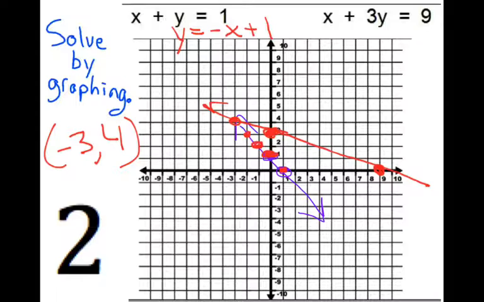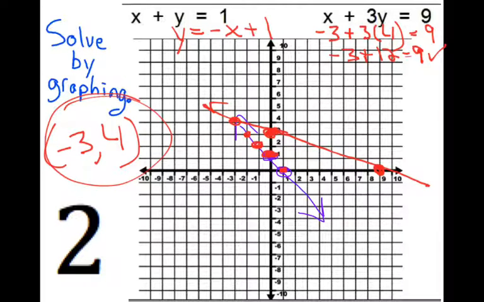Negative 3, you can plug it in. Negative 3, and then if you put a 4 here, that would be negative 3 plus 12, and does that really equal 9? And it does. Check. And it definitely works for the other one. So negative 3, 4. Alright.